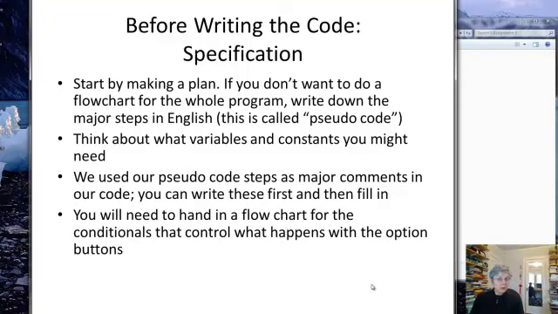You will need to hand in one piece of a flow chart for this assignment, and that's going to be for the conditional that controls what happens with the option buttons. Now there's examples of these things, the use cases, the tests, everything you have to hand in. There's examples of those posted so you can have a look and see what you need to do.